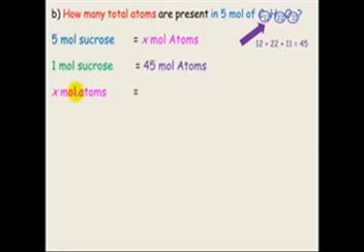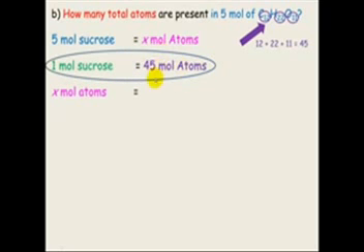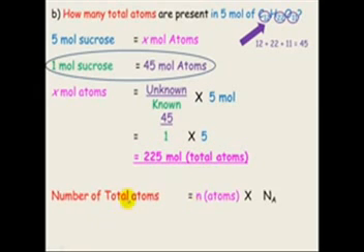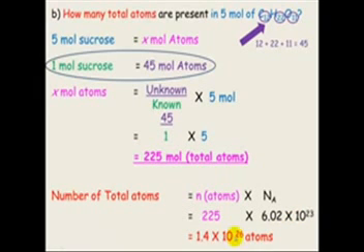Again, working out the number of mole of atoms, you look at this ratio of unknown, which is what we're trying to work out. So it's 45 divided by 1 times the information we know. So it's 45 over 1 times 5, which gives us a total number of 225 mole of atoms in total. We need to work out how many atoms. The total number of atoms is the number of mole multiplied by Avogadro's, which will give us 225 multiplied by 6.02 by 10 to the 23rd, which equals 1.4 by 10 to the 26 atoms.